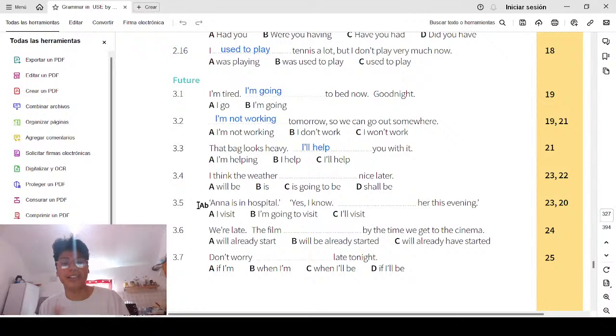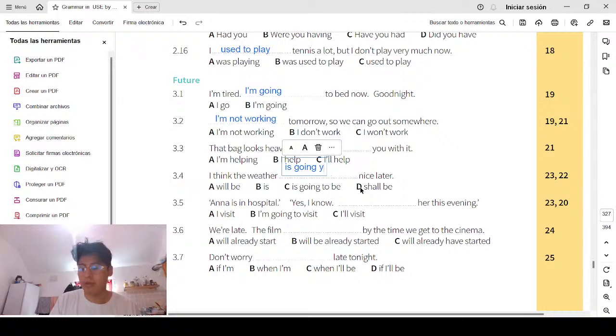3.4. I think the weather will be nice later. Or I think the weather is nice later. Or I think the weather it's going to be nice later. Or I think the weather shall be nice later. Okay. In that example, we can use both. We can use is going to be and also will be, because both options are acceptable for a future, right?